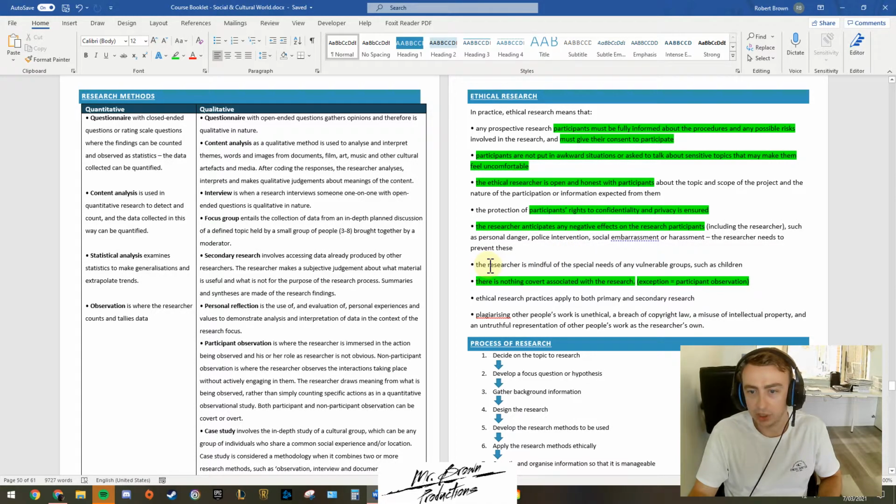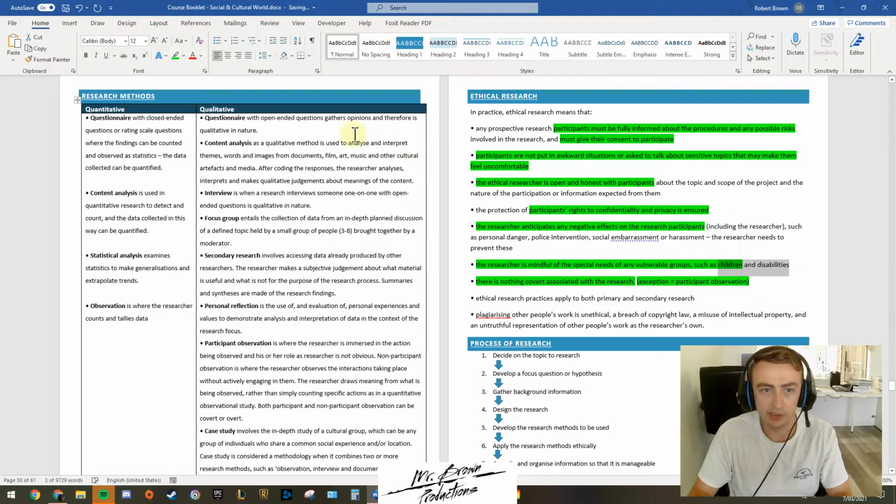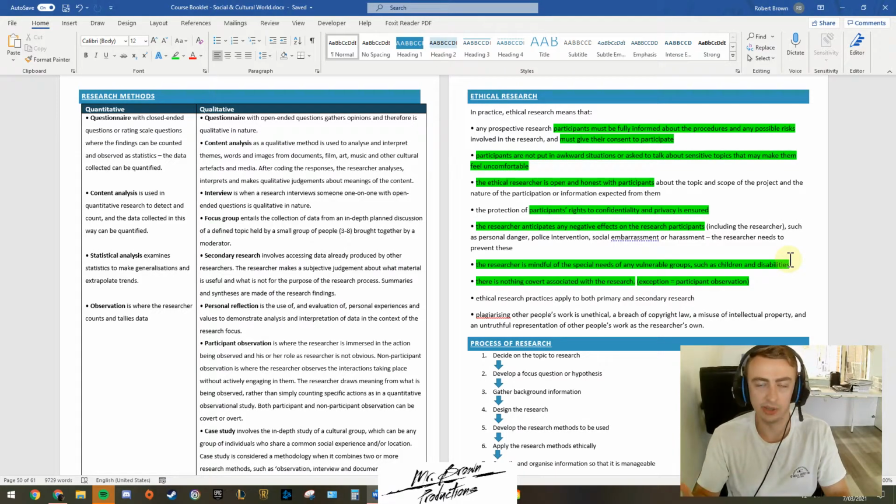The researcher is mindful of the special needs of any vulnerable groups, such as children. That's a big one. And it doesn't just include children, I'm going to write disabilities there as well. That you might want to add in. So let's say you want to interview someone about mental health and you know that the person is in a wheelchair. You're not going to ask them to go to the second floor of a building where there's no elevator to interview them, because you're not catering to their special needs, right? They can't get upstairs, they're in a wheelchair, do you know what I mean?